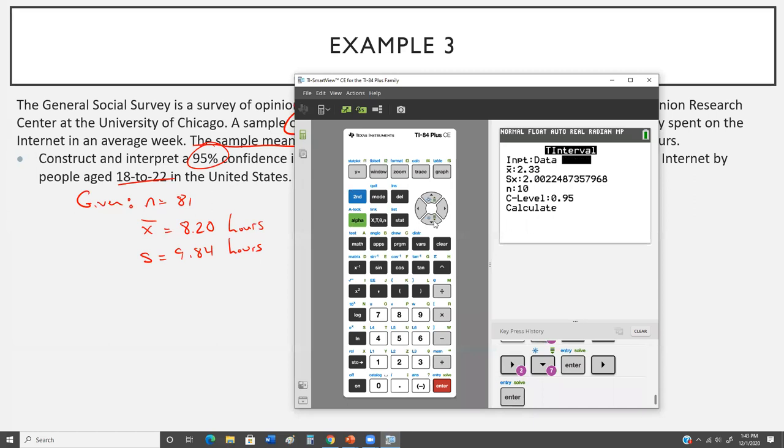So now you just have to plug this stuff in, right? X bar was 8.20. S sub X is 9.84. The sample size is 81. And I asked for a 95% confidence interval. So that's good.